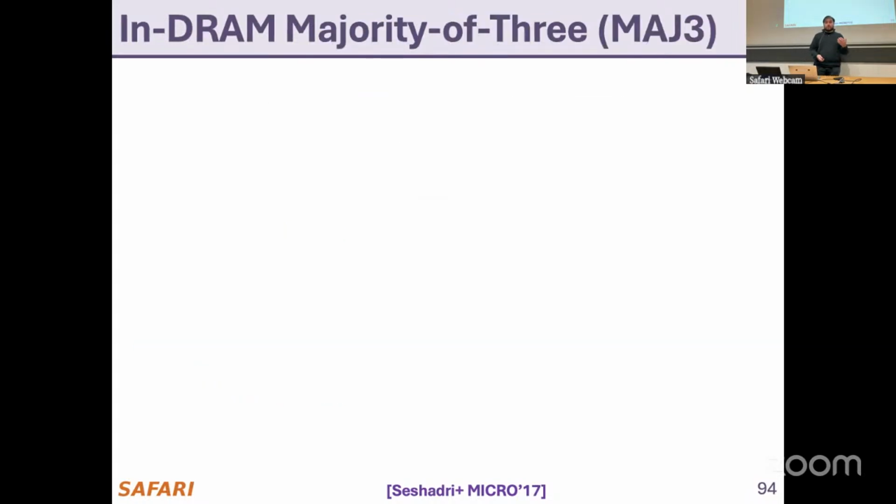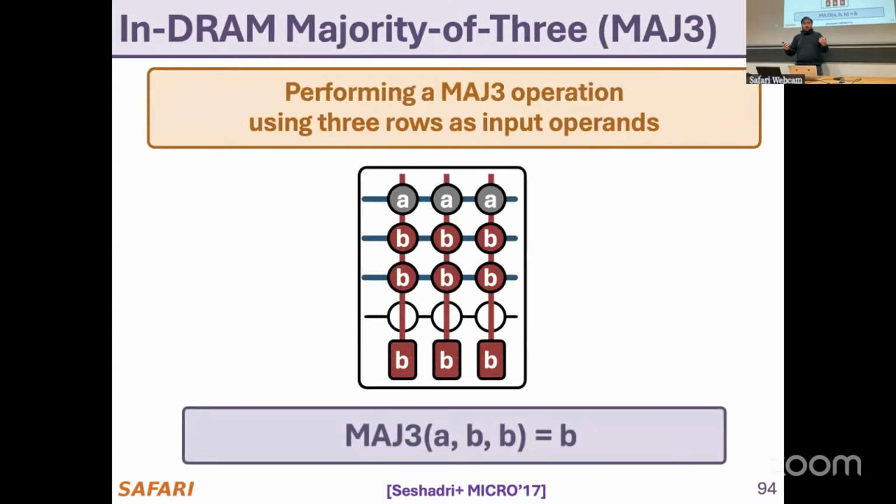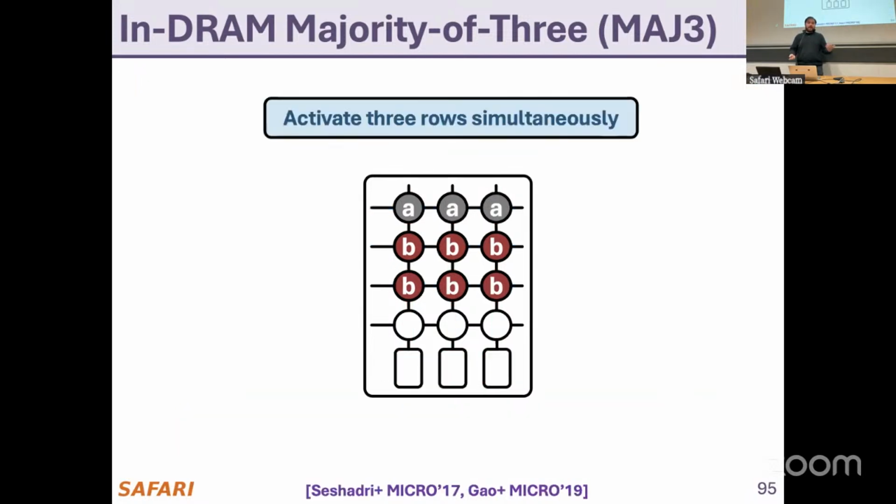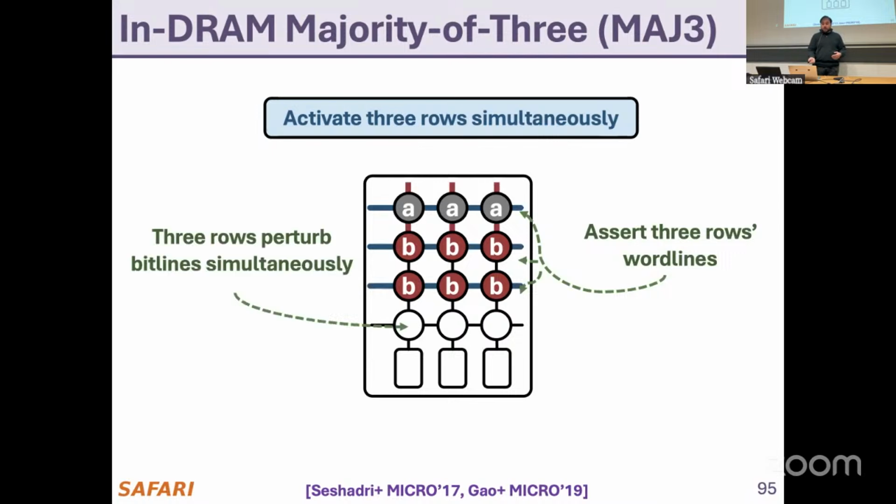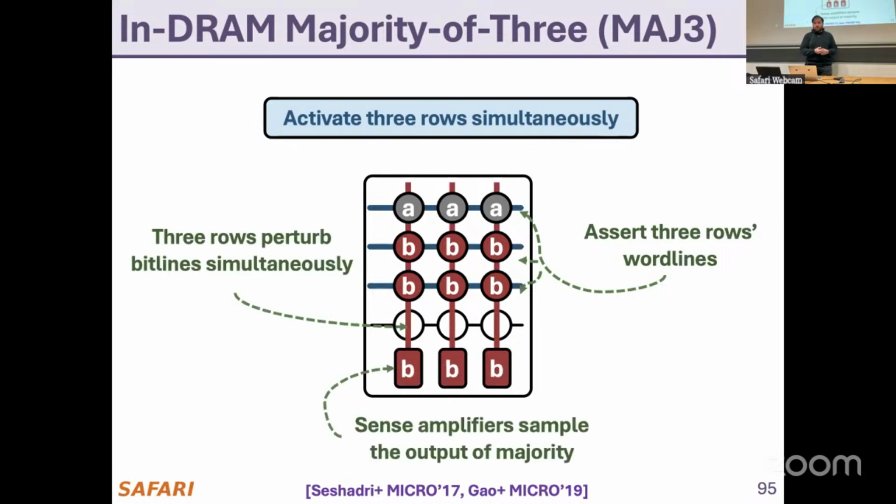And how we do majority of 3 is that we just activate 3 rows at the same time, and the majority operation is performed. So for this example, we activate 3 rows simultaneously, which have A, B, and B, which asserts 3 row word lines, and the 3 rows perturb the bit lines simultaneously. And the sense amplifiers sample the output of majority.